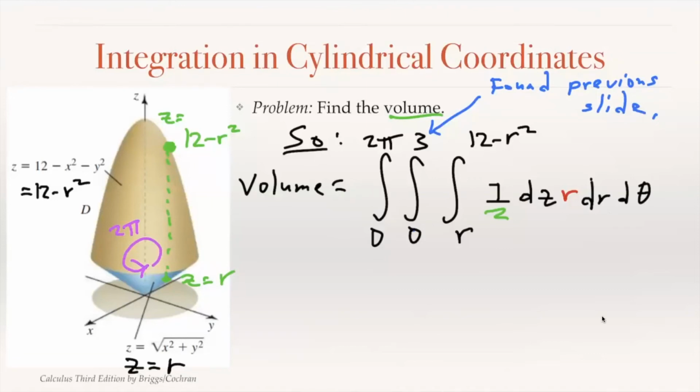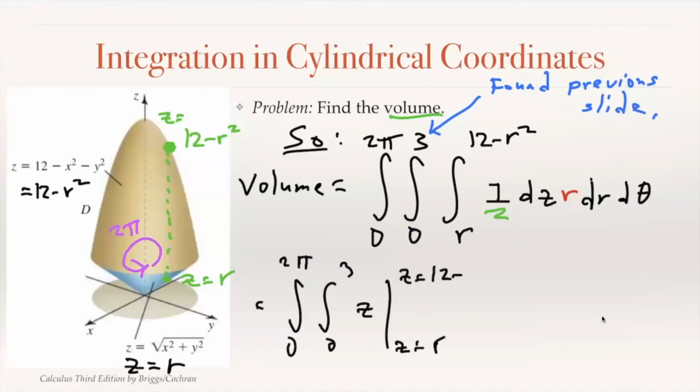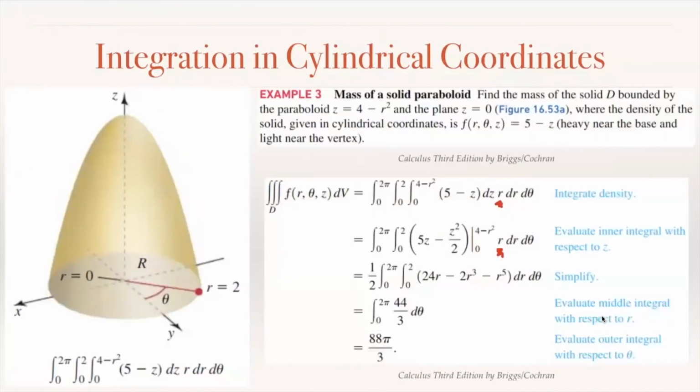So from here, it's just an iterated integral. We integrate this dz, that's z evaluated between z equals r to z equals 12 minus r squared, times r dr d theta, etc. It's computationally very much like this example, so you can just refer to this example as a guide if you are uncertain how to do it.